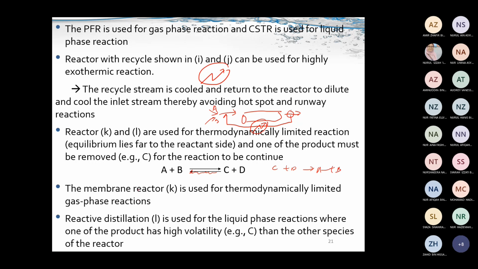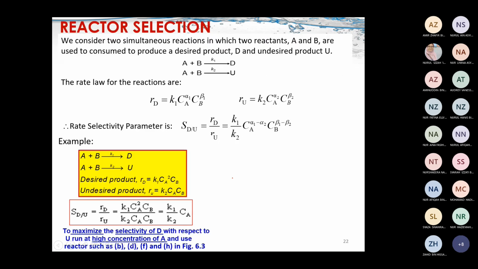So the membrane reactor K is used for thermodynamically limited gas phase reactions. And reactive distillation is used for the liquid phase reaction where one of the product has higher volatility than the other species of the reactor. So you boleh apply kalau ada difference in the volatility between these two product. Okay, so reactor selection.